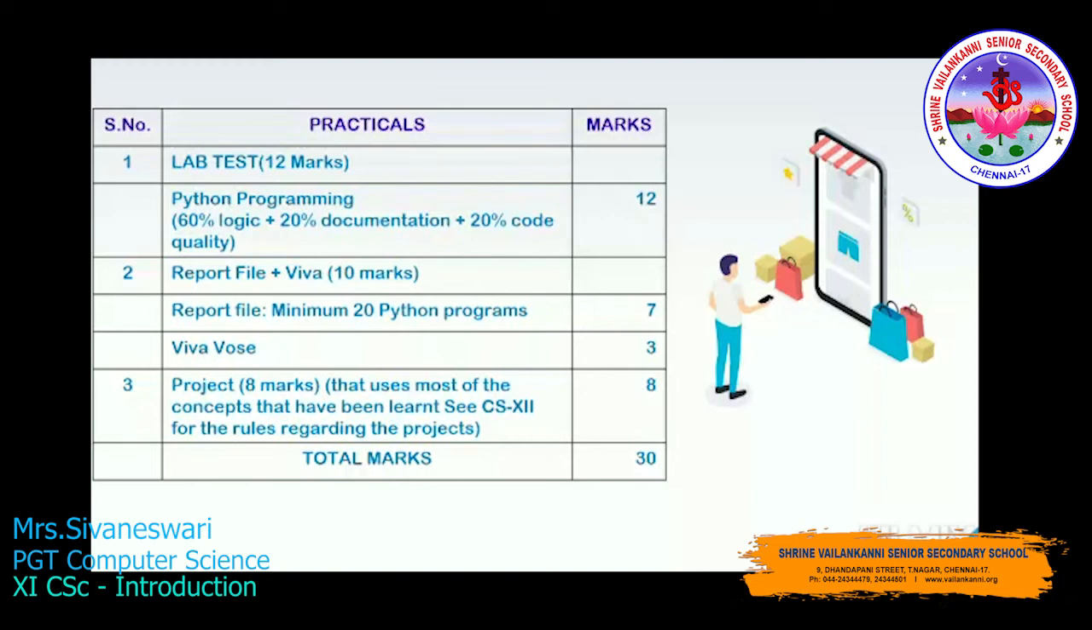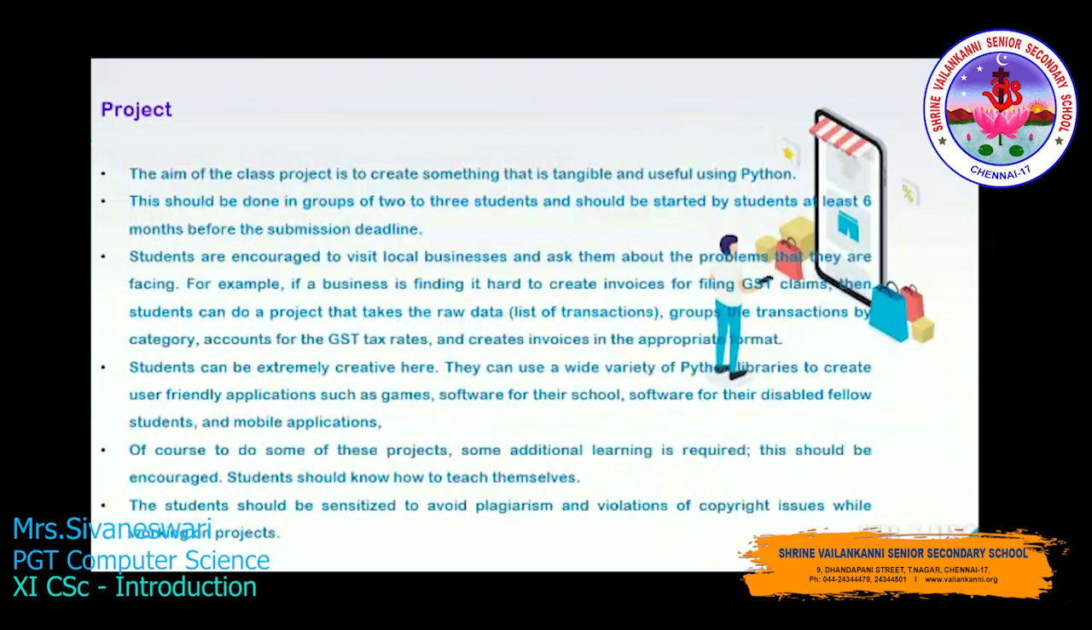Now let's see the rules and regulations to be followed in your projects. This is common for both 11th and 12th. The aim of the class project is to create something that is tangible and useful using Python. So this should be done in groups, if possible, or individual is also allowed. So this should be started by the student at least 6 months before the submission deadline.